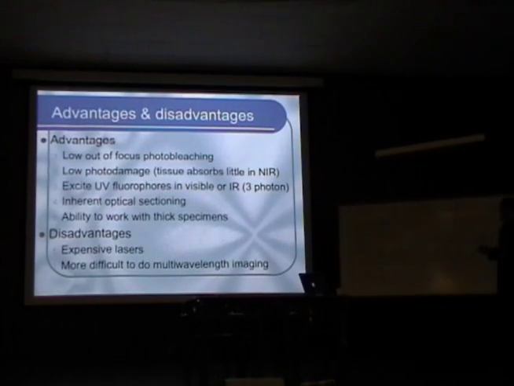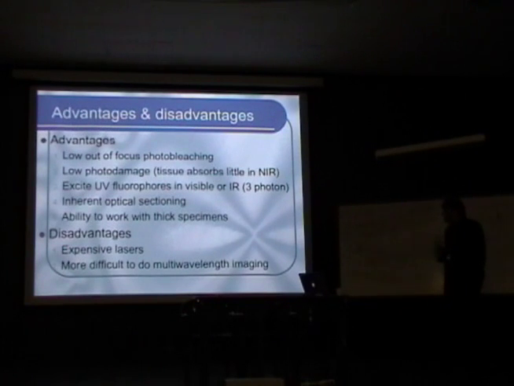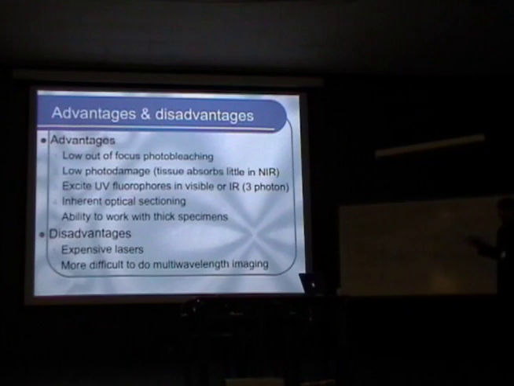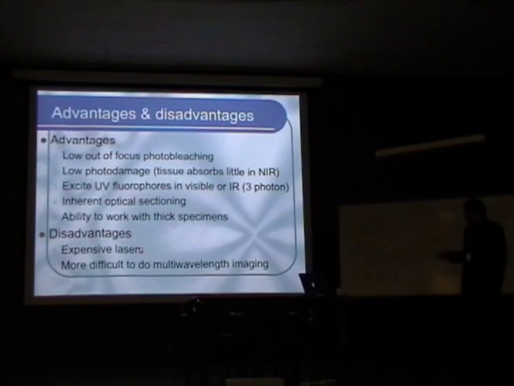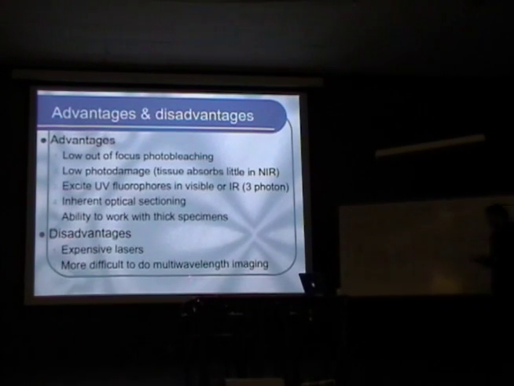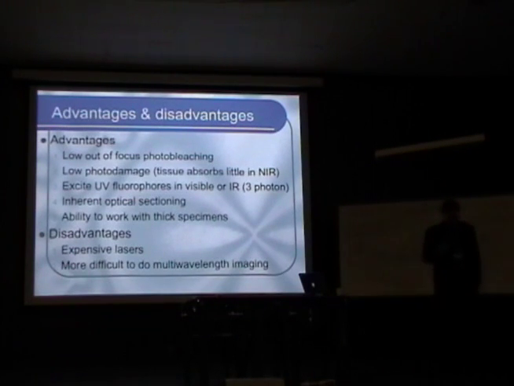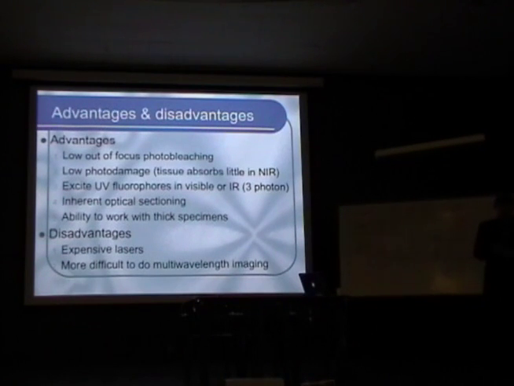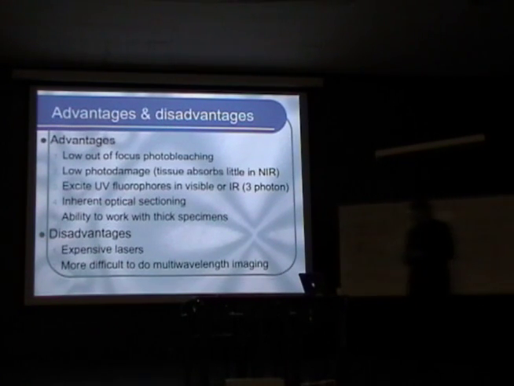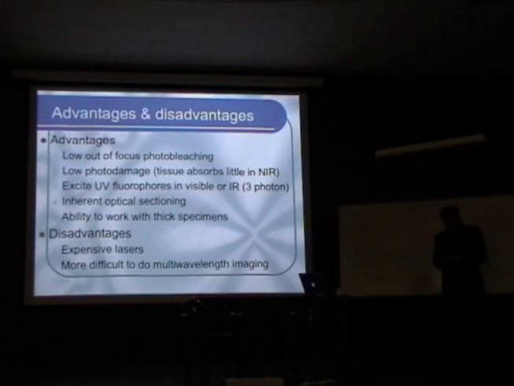The technique also provides inherent optical sectioning with resolution along the optical axis of the microscope, as well as the ability to work with thick specimens that would be impossible by using, for example, confocal microscopy, even though confocal microscopy does provide resolution along the optical axis of the microscope too. The biggest disadvantages, however, are the expensive lasers. The other disadvantage is that multicolor imaging, which we have seen could be easily implemented by using fluorescence microscopy or fluorescence confocal microscopy, is more difficult to achieve in the case of multi-photon excitation fluorescence microscopy.